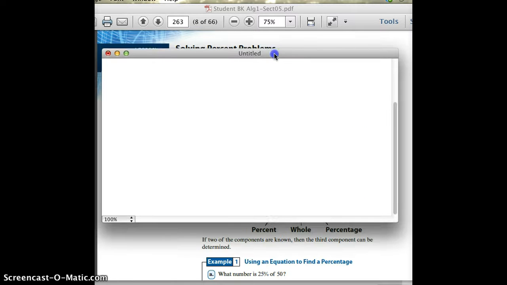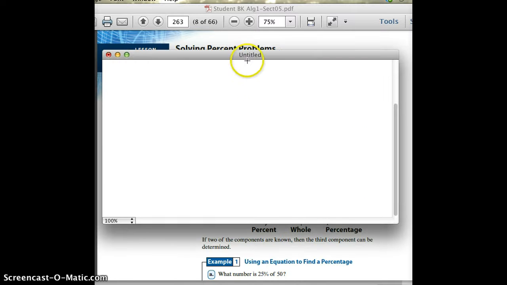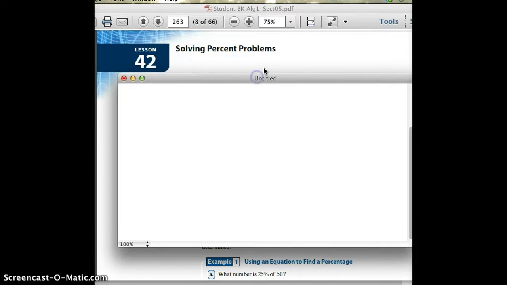First question we have, this is lesson 42, example 1. Look at the bottom here. It says what number, and the thing you have to think about is what they're asking for. So in this case, they're saying what number. So that's what we don't know. We don't know what number is equal to 25% of 50. Okay, what number is 25%?